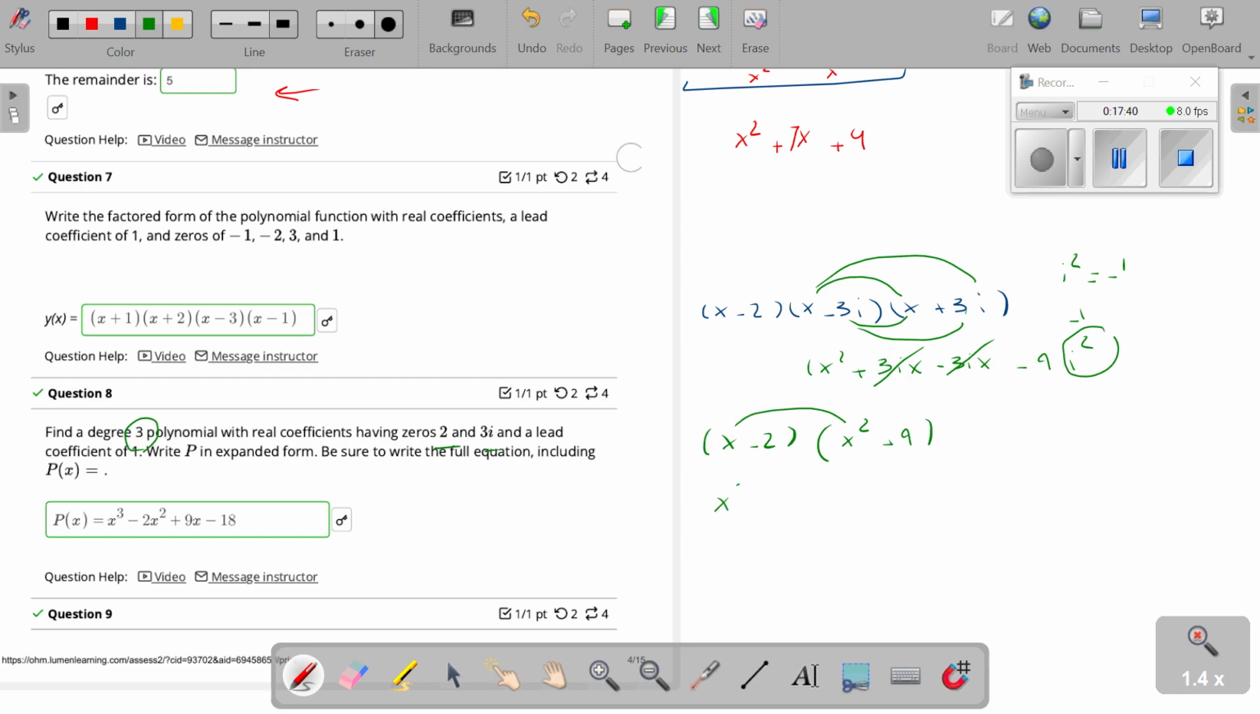x times x squared is x to the 3, x times 9 is 9x. Negative 2 times x squared is negative 2x squared. And negative 2 times 9 is negative 18. So we can put them all in order and write them this way.